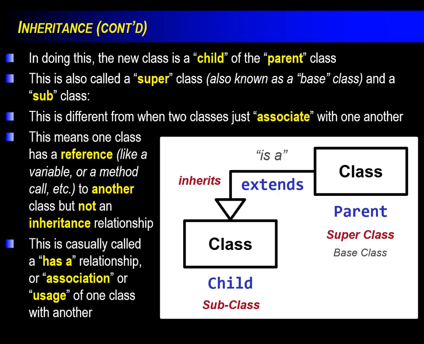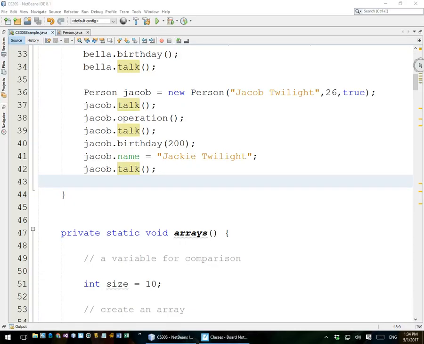So those are the two types of relationships. Now, the associate relationship is often just called the has-a relationship. We'll talk more about that in a minute. Let's apply this to our example.